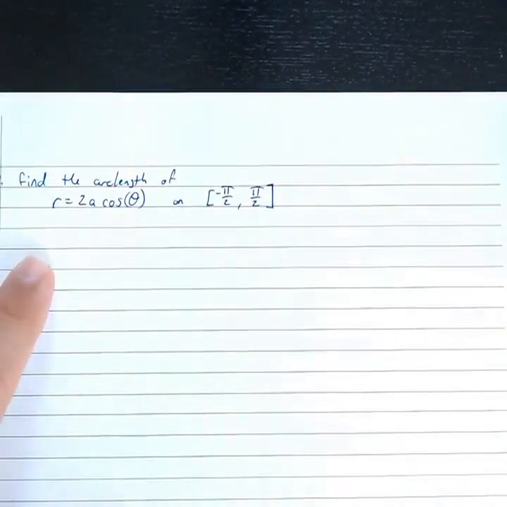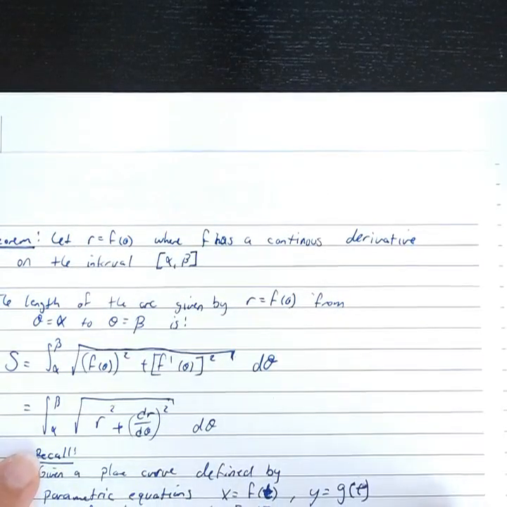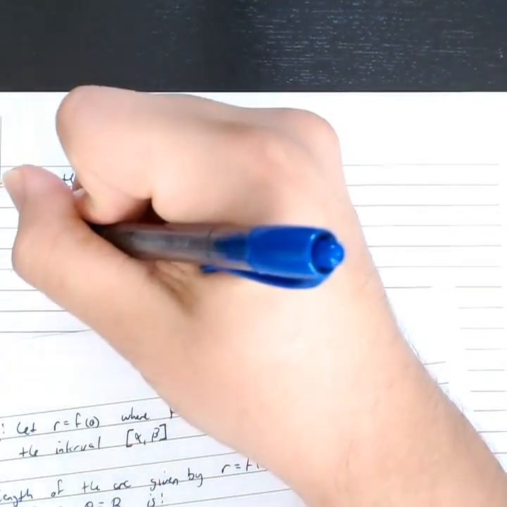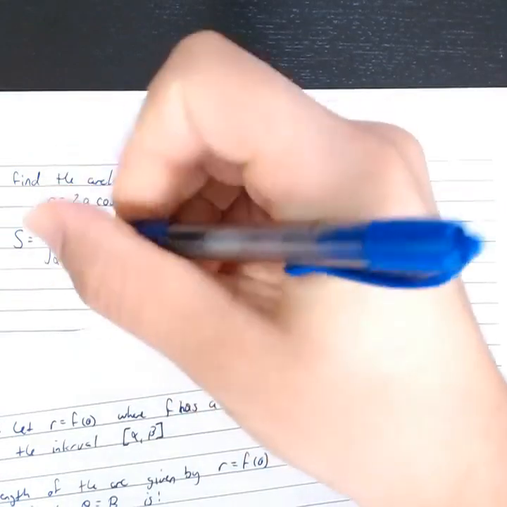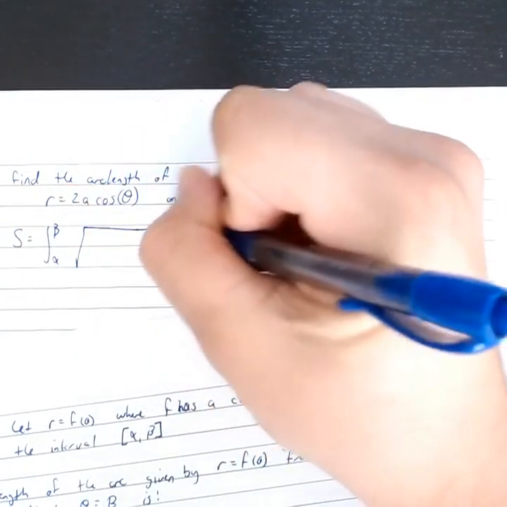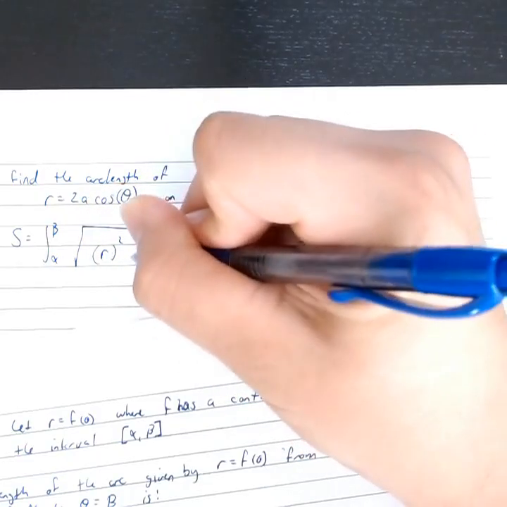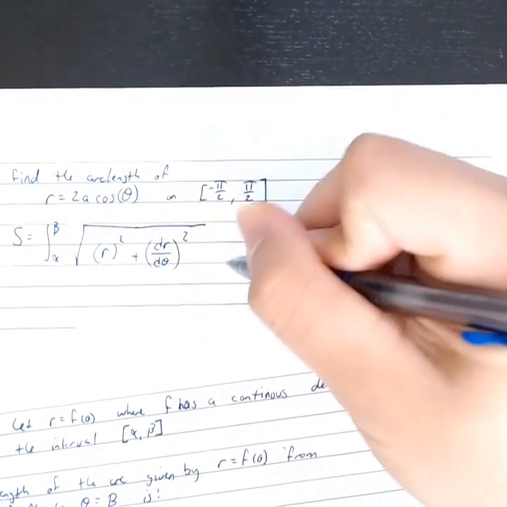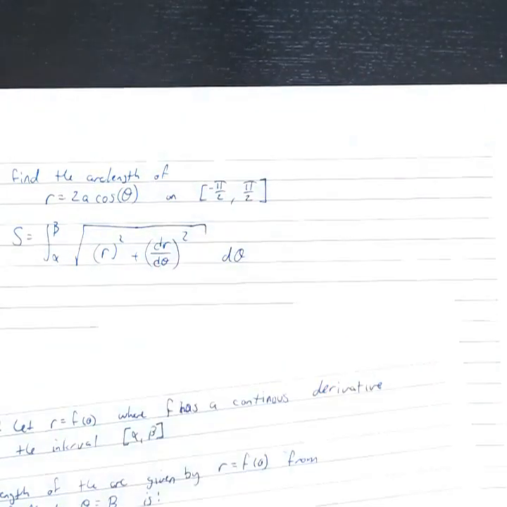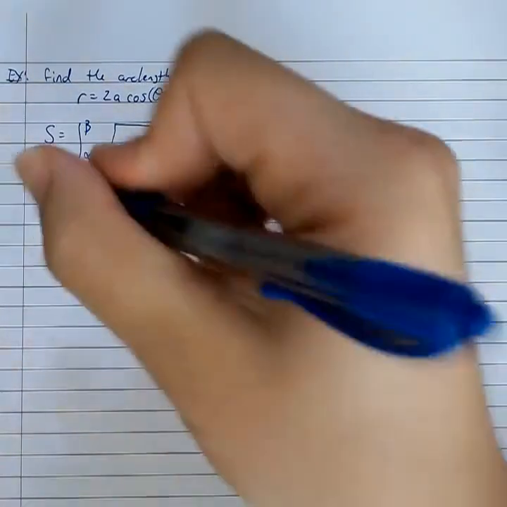So given our result from our previous theorem, we know that the arc length is simply going to be given by, so here arc length is given by the integral from alpha to beta of the square root of r squared plus dr d theta squared d theta, like this.